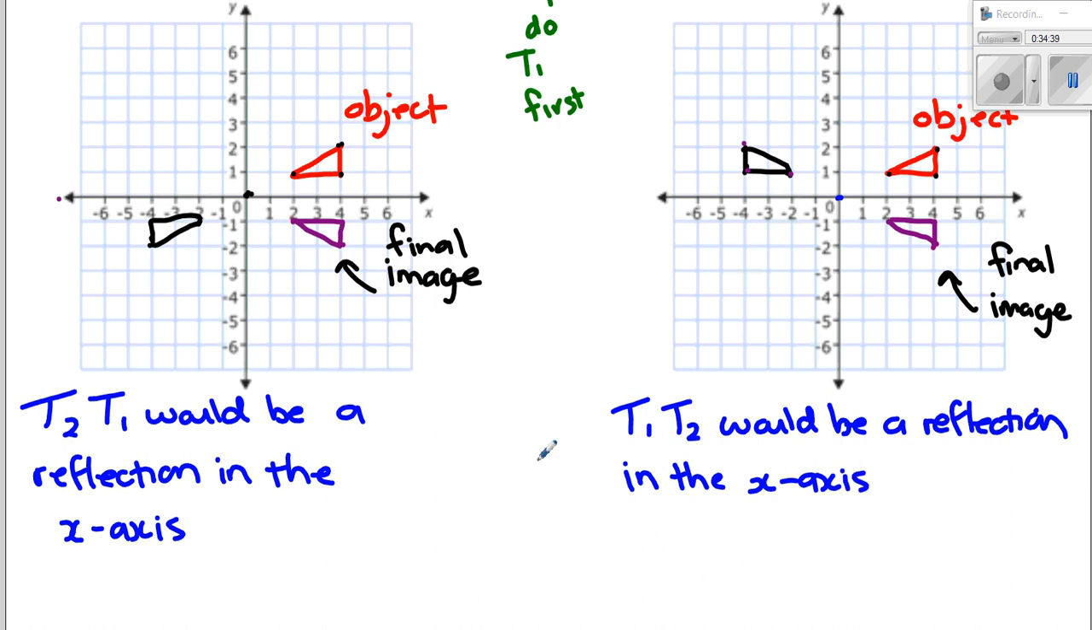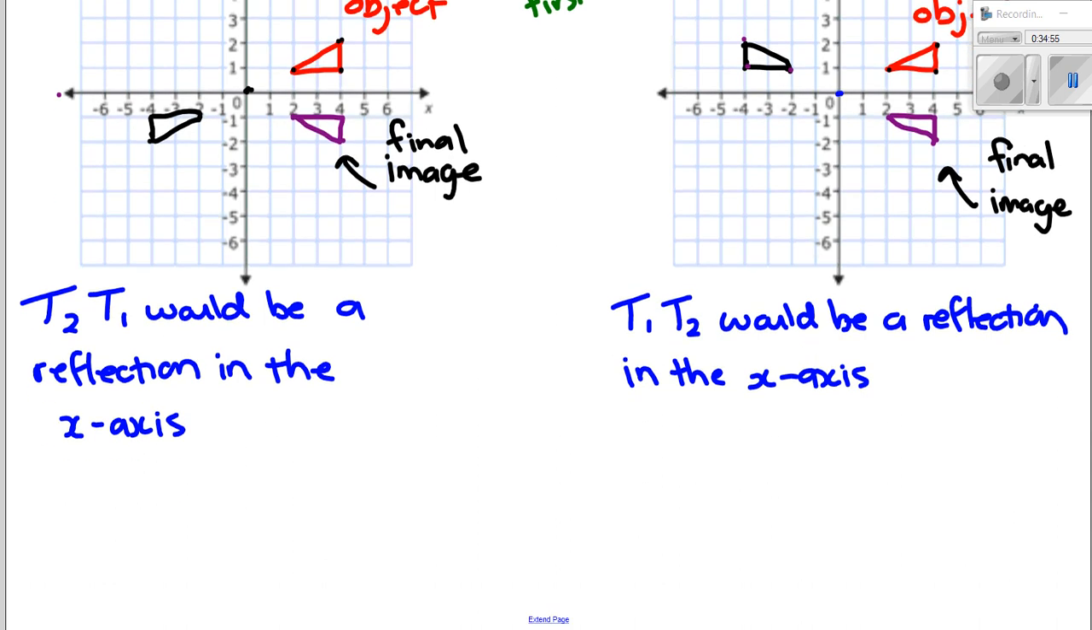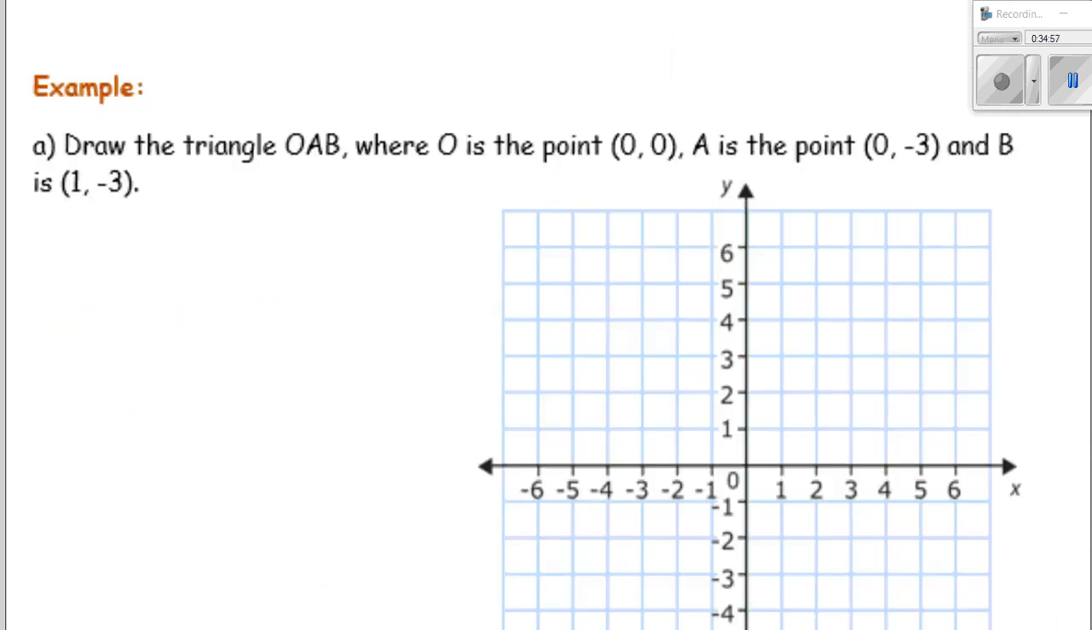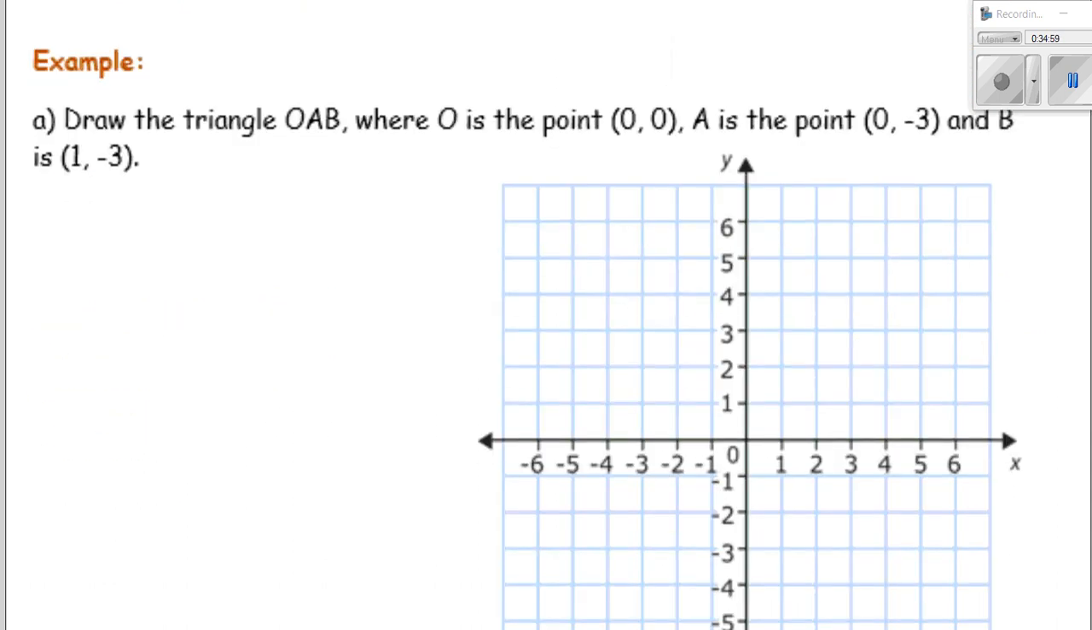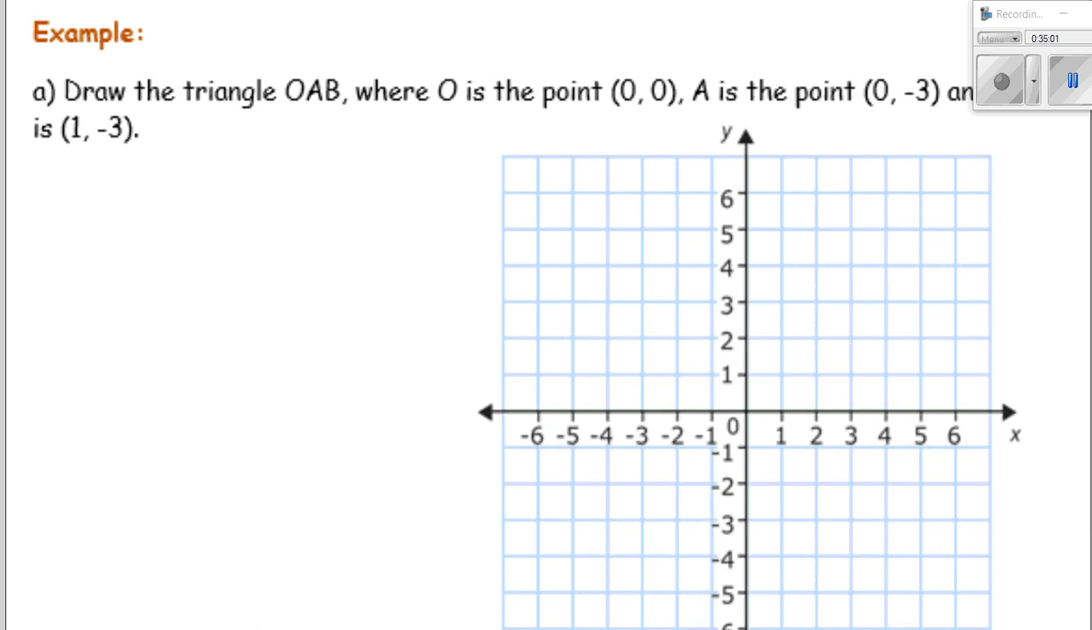So actually doing the transformations on a coordinate plane is the best way to be able to see what would describe going from the object to the final image in a single transformation. That's the best thing to do, to actually draw it all out, if possible. Let's keep doing some more little examples so we know we've got the hang of this.